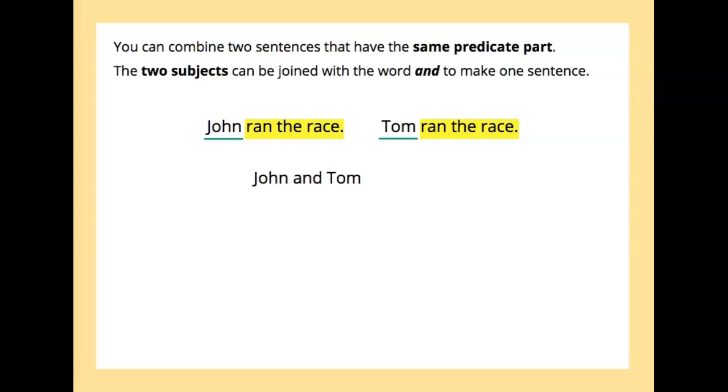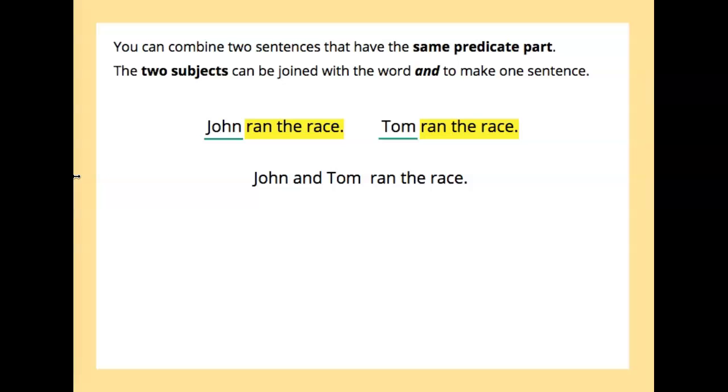So John and Tom. What can we write as our predicate part? We add the same predicate part from the two sentences. And now we have a combined sentence. John and Tom ran the race.